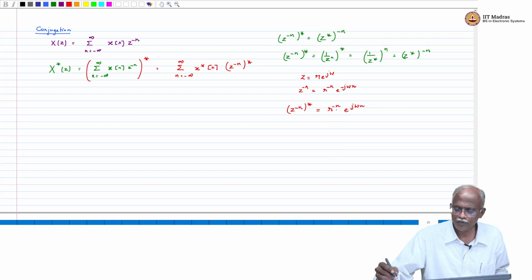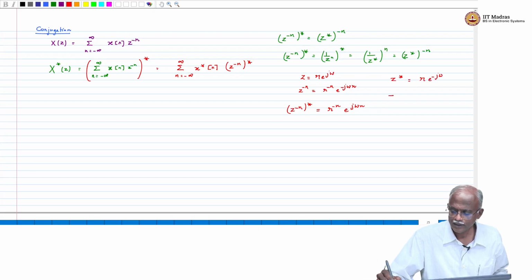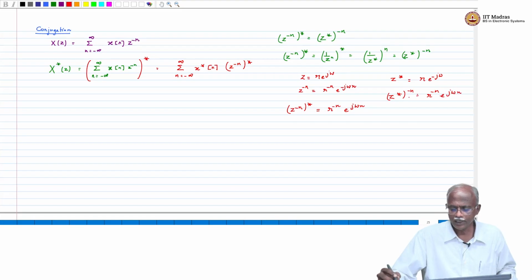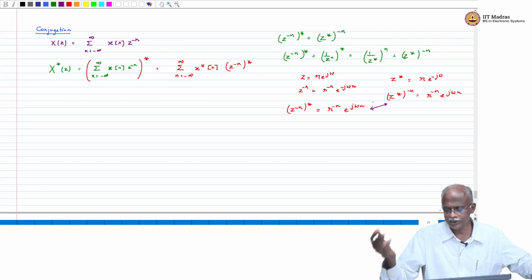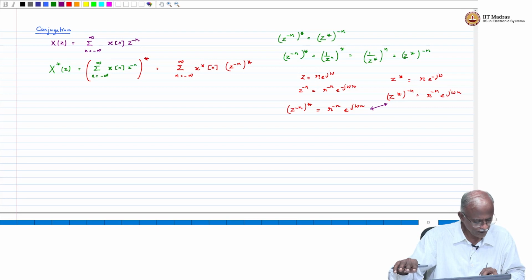Now similarly, what if you take z conjugate? Z conjugate is r e power minus j omega. Z conjugate raised to the power minus n will be r raised to the power minus n e power j omega n. So anytime you have a doubt on how these things relate, conjugation inside, outside, raised to the power n, you can always go back to first principles, substitute and get the corresponding relationships.